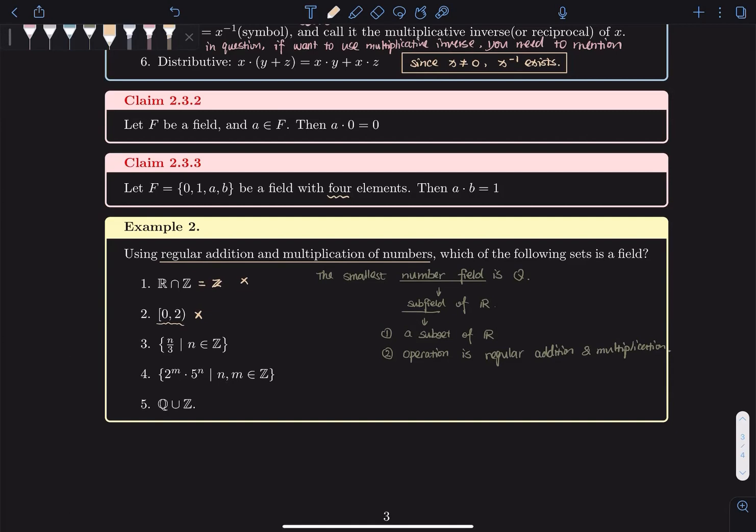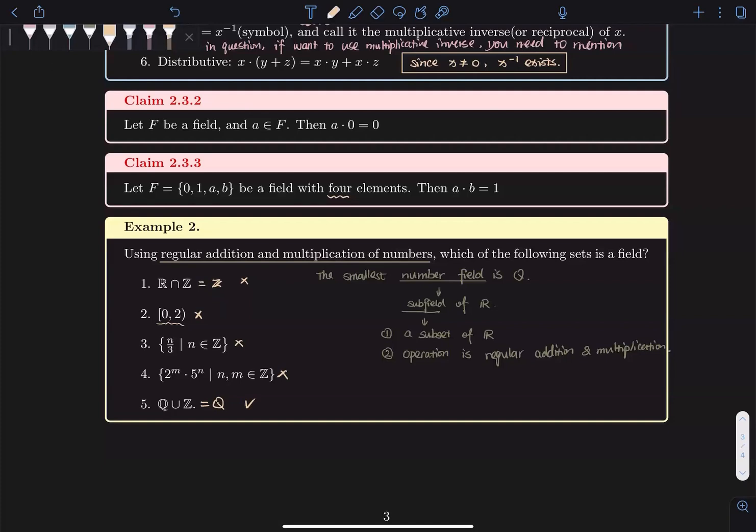Next, the set of n over 3 where n is an integer. Do you think it includes all elements of Q? Obviously no, so it's not a field. Next, clearly this is a subset of integers. It does not include every single element in Q, so it's not a field. Lastly, we have Q union the set of integers, which is going to give you Q. And they said Q is a number field, which means it is a field.